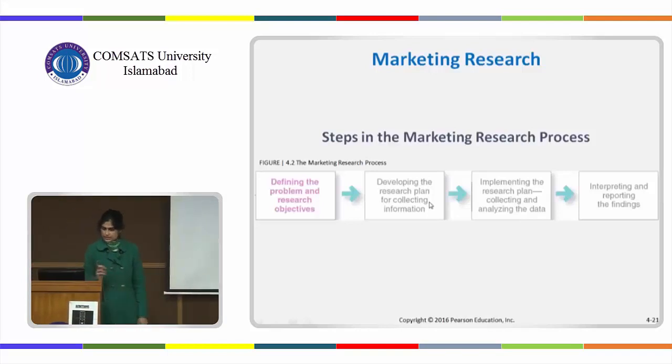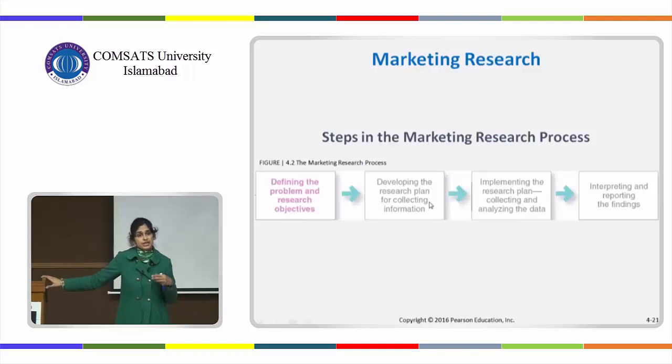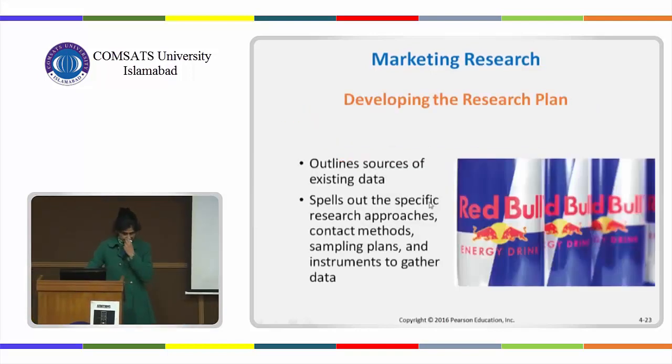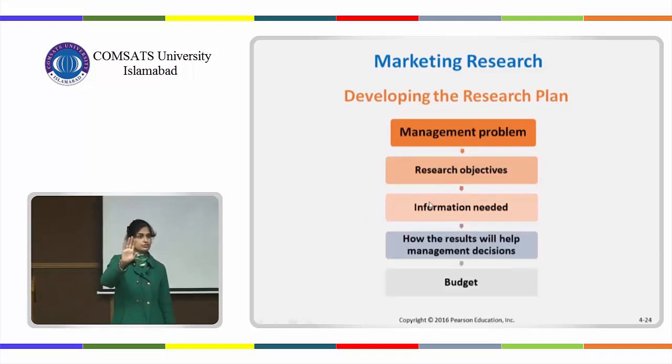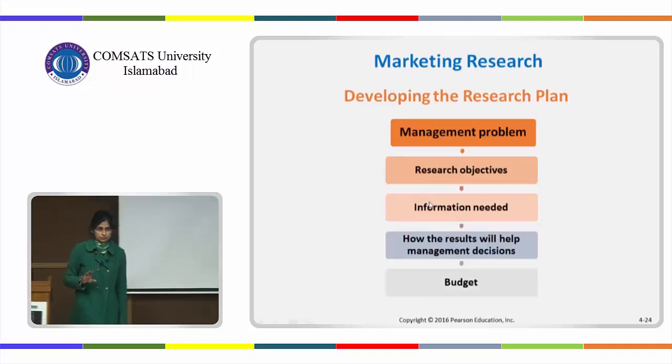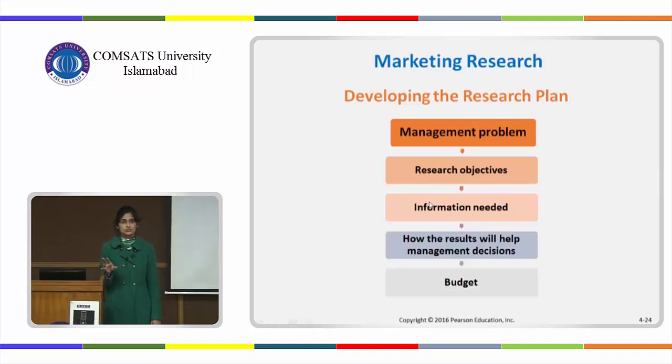Now coming down to the second step of your research process that talks about developing the research plan for collecting information, right? So once you've defined the problem, then you make a research plan. Now what is included in a research plan? Now firstly the problem that you've identified before. Based on that problem, you've defined the research objectives, you would report these in the research plan.